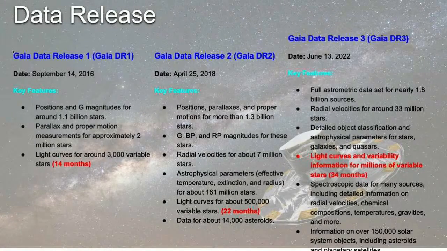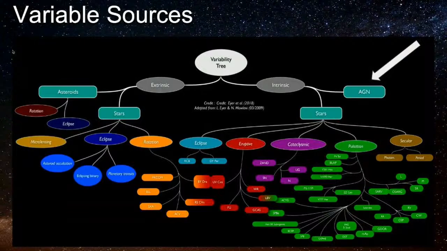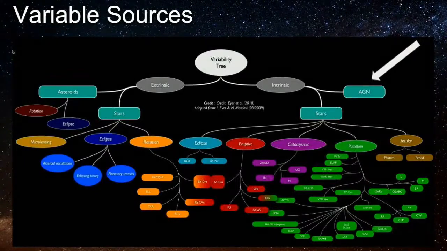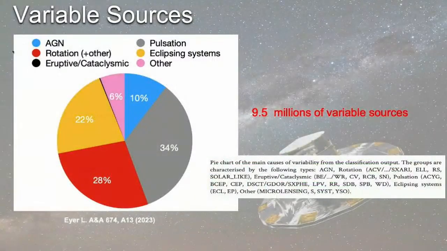In year three, in 2022, we published the light curves and variable information for variable stars, with 34 months of data. In DR3, we have different variable sources, different types of stars, and asteroids. In particular, we concentrate on the AGNs. We published 9.5 million variable sources. 10% are AGNs. And here there are rotation modulation sources, pulsating systems, eclipsing systems, and others. Among the others, there are microlensing events and stellar objects.